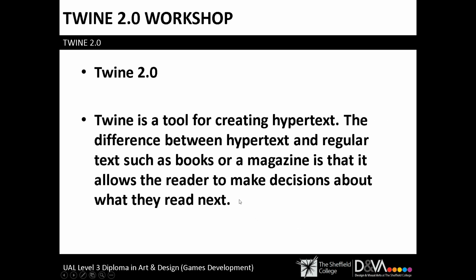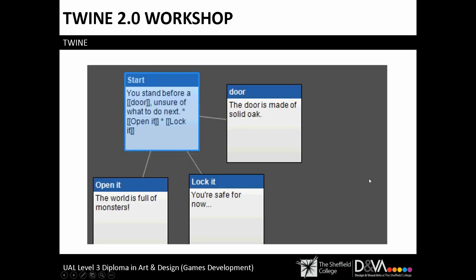So Twine is a tool for creating hypertext, and hypertext is basically just links that you click on to go between pages. The player makes a decision about what page they go to next. So it's much like the internet when you click on a hyperlink, because you're making the decision to go to the new page. Twine used to look like this, but this is just to show you how it's laid out.